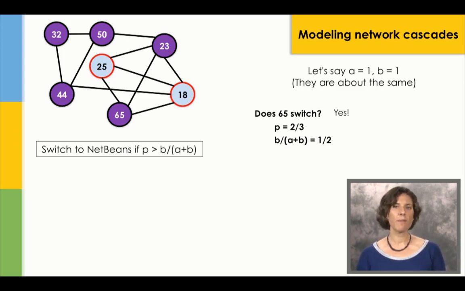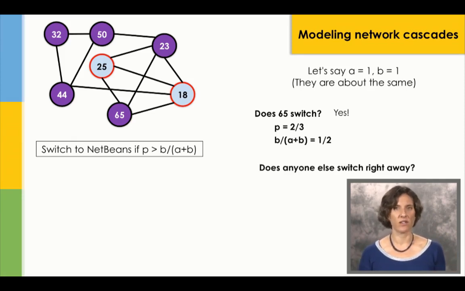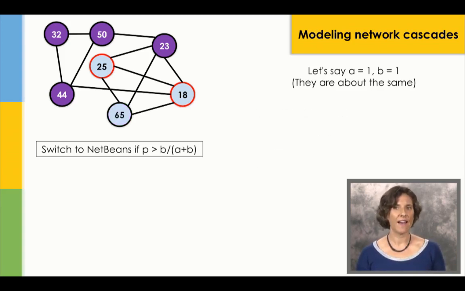Now we're going to think about this in a kind of generational model where each generation, nodes or people in the network decide to switch or not. So in this first generation, we see that 65 makes the switch. Now the question is, does anybody else switch in this first generation? Does anybody else switch right away? Well, if you do out the math, you will see that, in fact, nobody else switches right away. It's only 65 that makes that switch because nobody else has enough of a friend's incentive to make that switch.